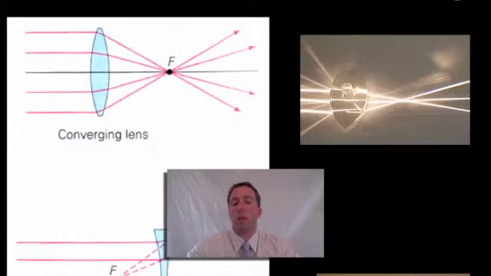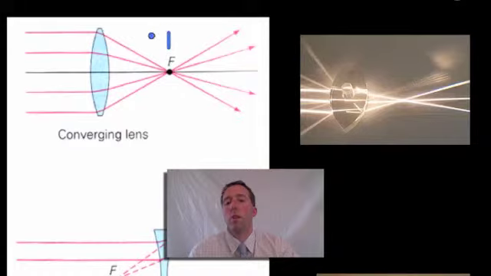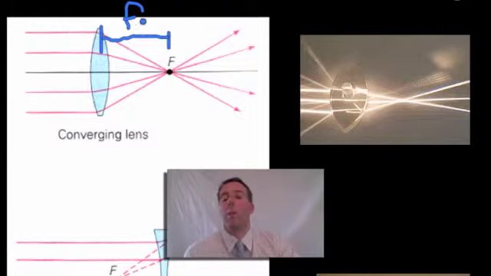I'll clear that off a bit. So the focal point here, and all lenses have what's called a focal length. If we measure from the middle of the lens to the focal point, this is called our focal length. We can denote that by the symbol F. We'd measure that in meters.